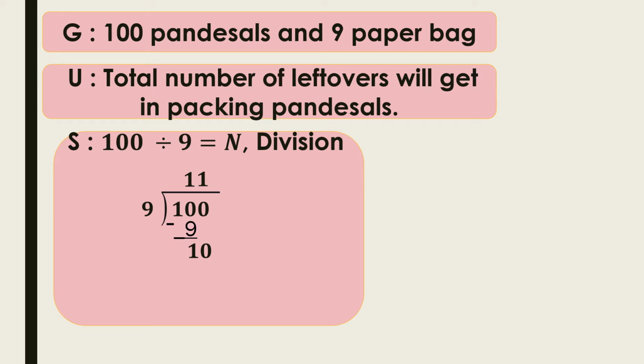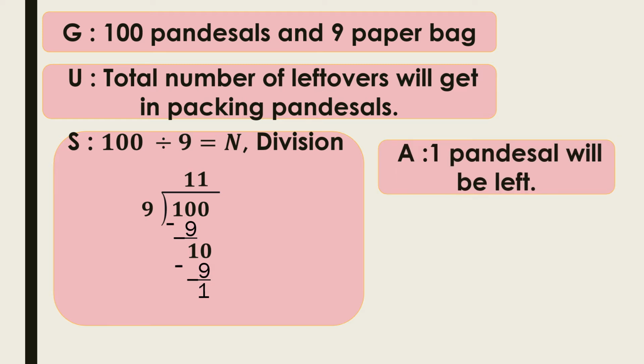After that, you divide 10 divided by 9 again, that is 1. So you multiply 1 times 9 equals 9. You put it under 10, and then subtract it again. Then after you subtract, there is a number 1 there, and if there is no number to bring down, therefore the remaining number is what you call the remainder. So our answer is only one pandesal will be left to Mr. Baker.